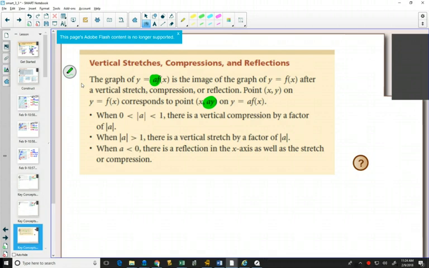This is talking about all of the abstract part, about when that a value is in between 0 and 1, we call that a vertical compression. When you're multiplying by something bigger than 1, we call it a vertical stretch.